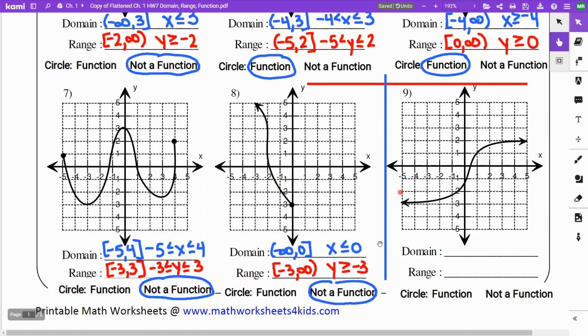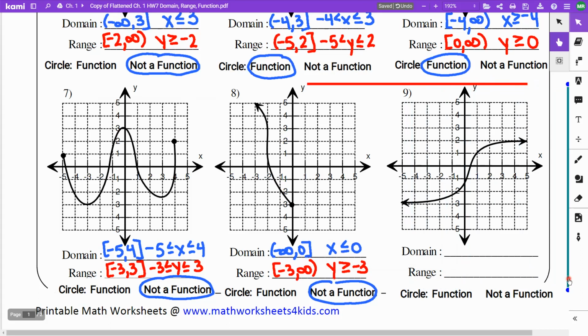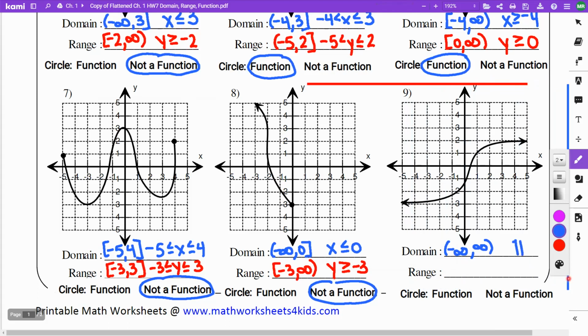Okay, so the next one for my domain, it's going to keep going forever and ever to -infinity and positive infinity, and it is not going to cross more than once, so it is going to be a function. So this is going to be from -infinity to infinity, or basically all real numbers, and this is going to be a function.